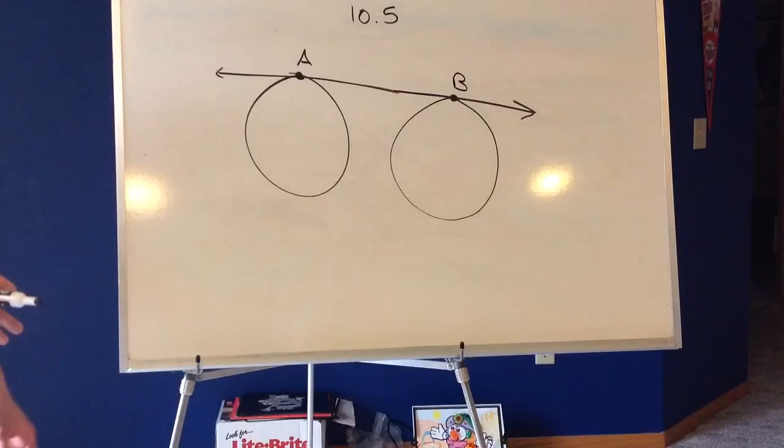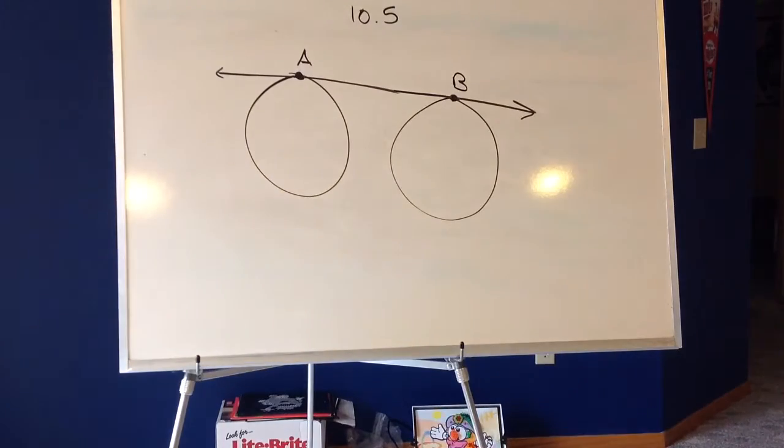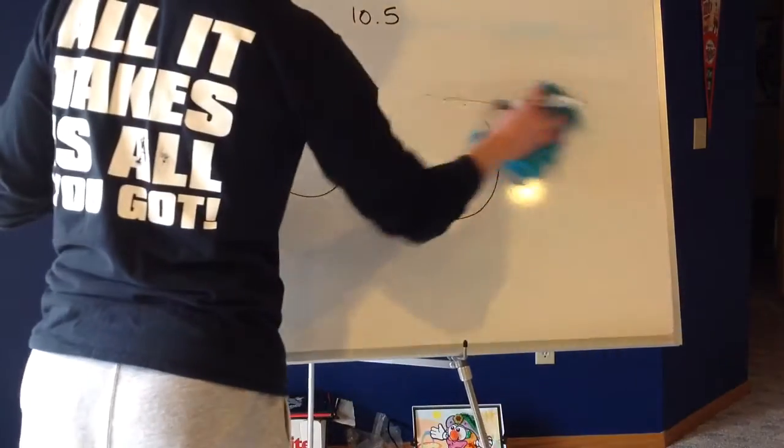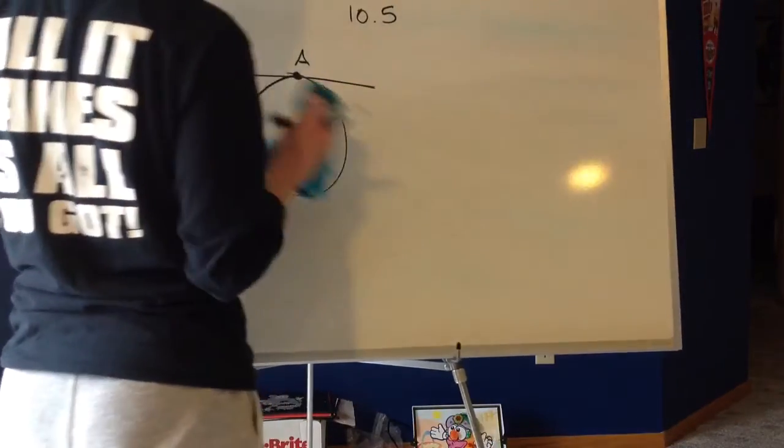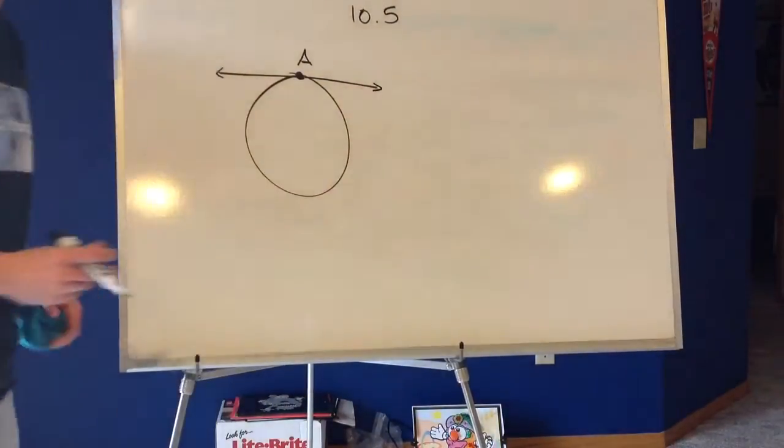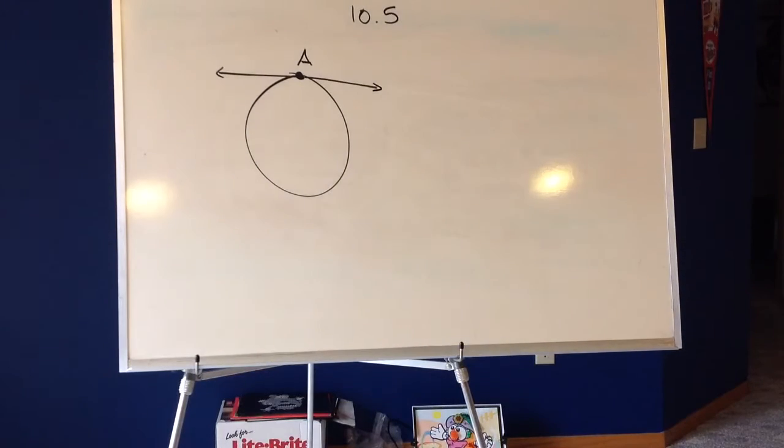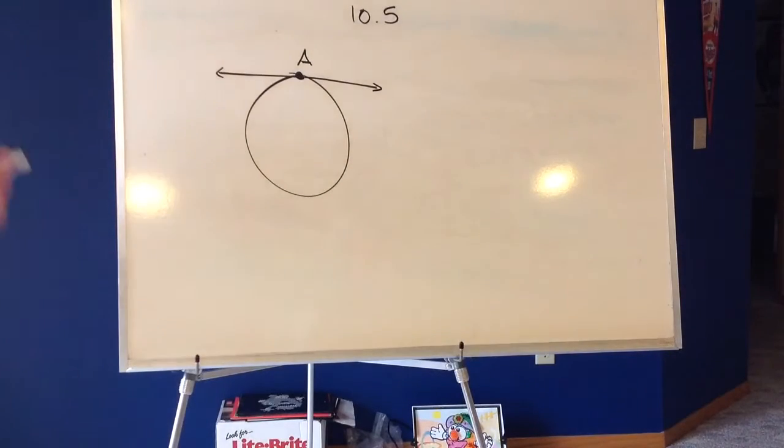I'm going to go on to the next theorem because this one is going to be the big one for us. So I'm just going to erase one of our circles here, so we just have one of them that we're working with. This would be theorem 10-10, and it says a line is tangent to a circle if and only if it is perpendicular to a radius drawn to the point of tangency.